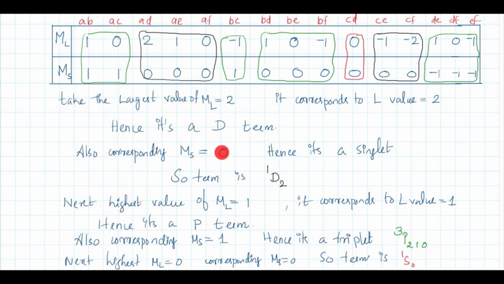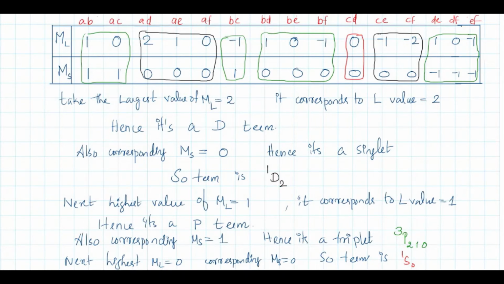MS is 0 means it is a singlet. Because capital S equal to 0 means singlet, I already mentioned. And in my notation, capital S is simply the sum of MS values. Here it is 0. The sum of MS values of individual electrons is 0. So it is a singlet. Therefore, L value 2 is a D term, MS value 0 is a singlet. So the term is 1D2.